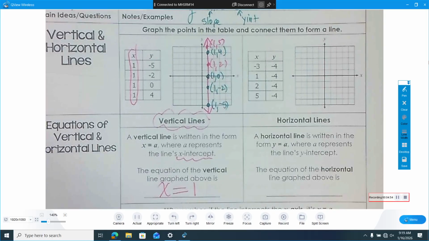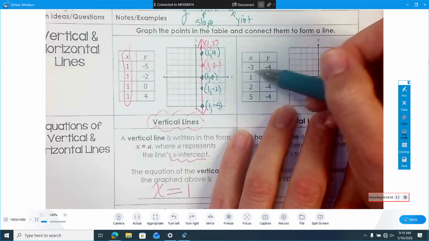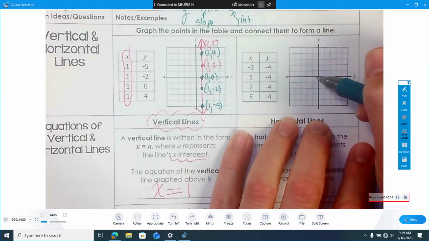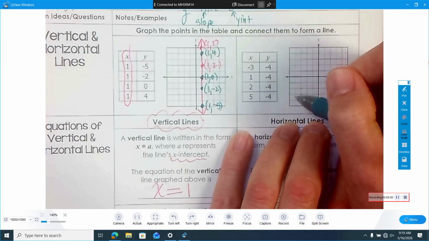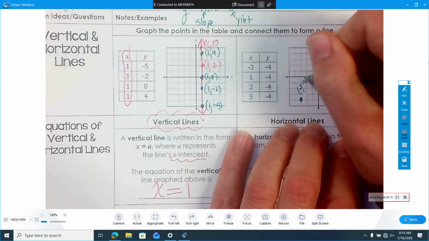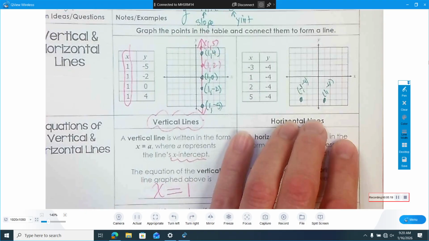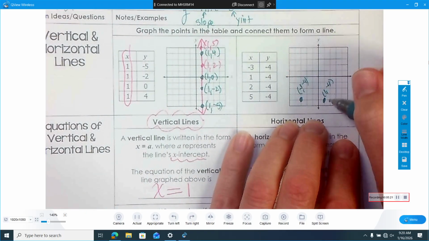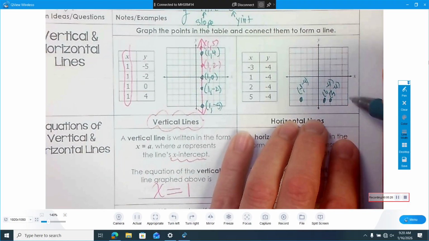Let's look at the next graph here. Plotting the point (-3, -4) would be going left 3, down 4. So here's our ordered pair, (-3, -4). Let's see, (1, -4) is right here. (2, -4). And (5, -4) is right here.